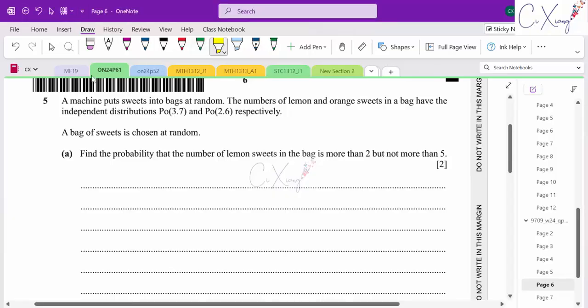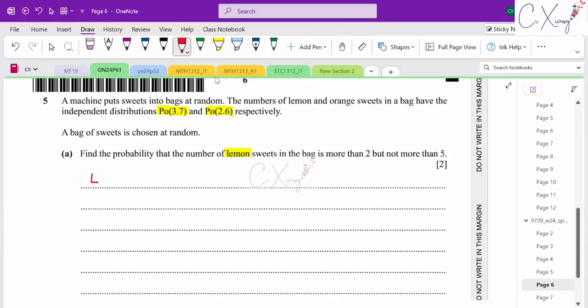Okay, so we are now at question number 5. A machine puts sweets into bags at random. So we have lemon sweets and also orange sweets here. The bag has independent Poisson distributions with lambda 3.7 and 2.6. A bag of sweets is chosen at random. They want to find the probability that the number of lemon sweets in the bag is more than 2 but not more than 5.